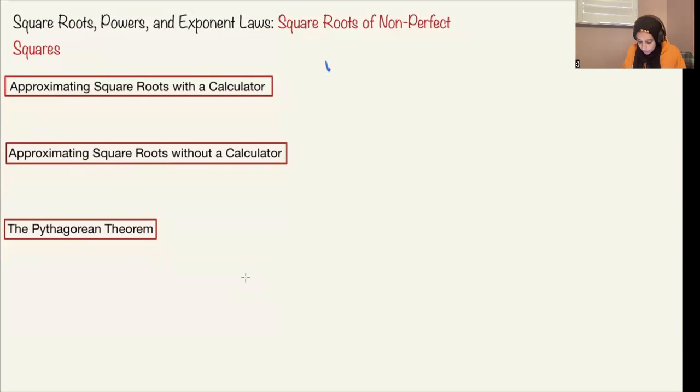Like over here, for instance, the square root of 4. Then I ask myself, what number multiplies by itself to give me 4? That number is 2. 2 multiplies by itself to give me 4. But what if I ask, what is the square root of 6? There is no whole number that would multiply by itself to give me 6. And so what we do here is we can approximate it.